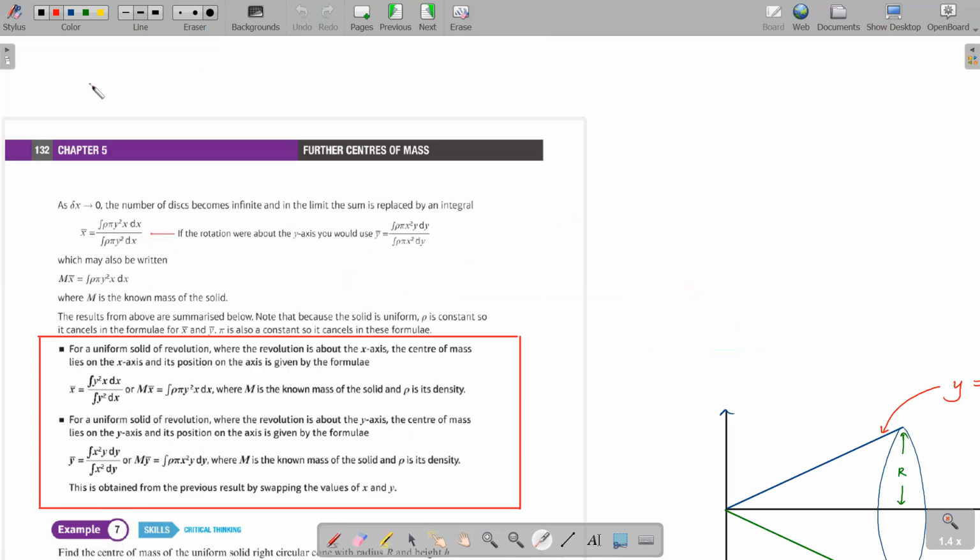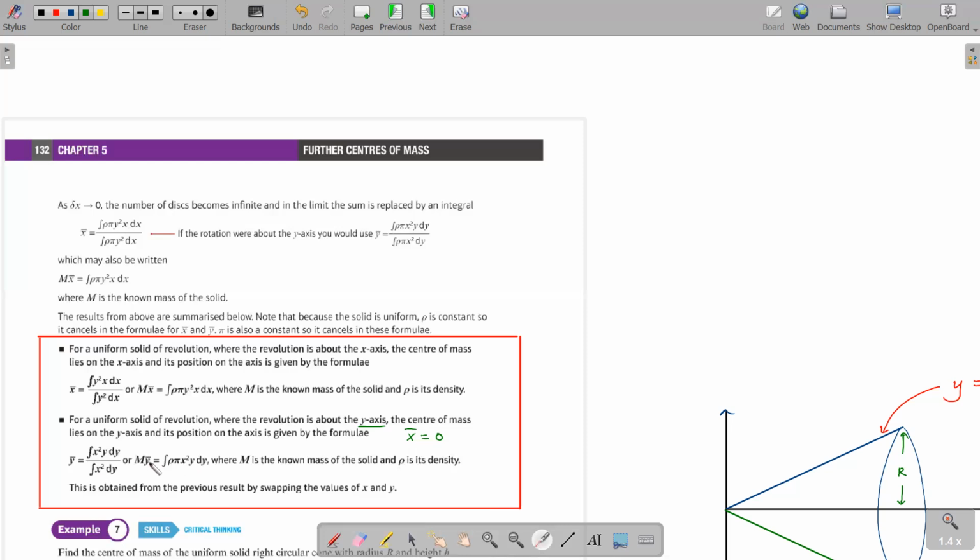If you're revolving around the y-axis, I think you understand that x bar is definitely 0 because you're on the y-axis. So you only have to find y bar, right, guys? The equation for y bar is integration of x square y dy over integration of x square dy. Or if you know the total volume, you can use M y bar equals integration of rho pi x square y dy, where M is the known mass and rho is the density.